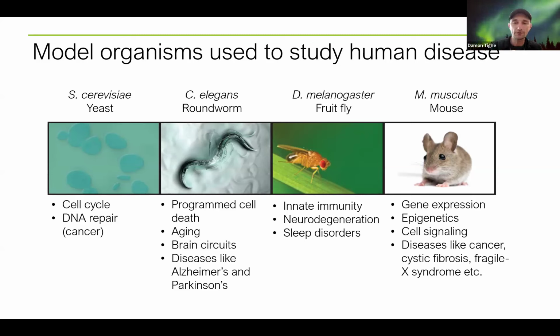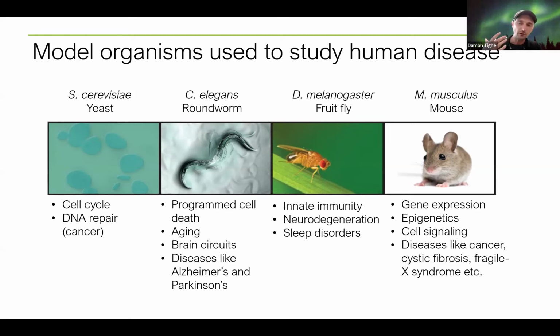The fruit fly, of course, has been a model organism since Thomas Hunt Morgan. So innate immunity was really worked out in there. It's still used as a neurodegeneration model, although I think C. elegans is creeping in on that territory with the fruit fly. And sleep disorders are also well studied through fruit fly models. And then the mouse, of course, is one of these classic model systems that people think about all the time when we say model organism, that is hopefully going to give us something very, very similar to the human.